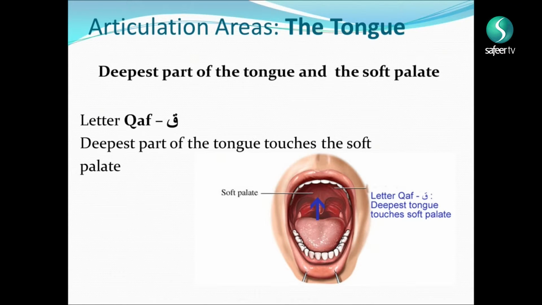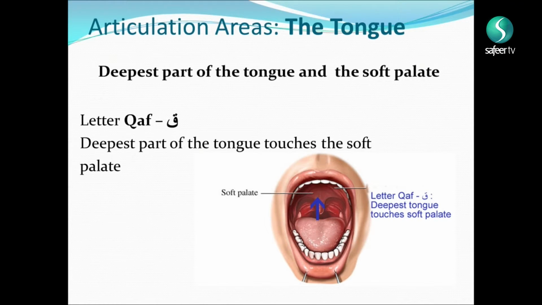So the point of articulation of the letter Qaf is from our deepest part of the tongue which touches the soft palate. When the deepest part of the tongue touches the soft palate, then we have the letter Qaf, especially for our brothers or sisters, reciters from Pakistan, India, especially Iran, and some parts of Afghanistan, and also Western countries. They have a problem in this letter.